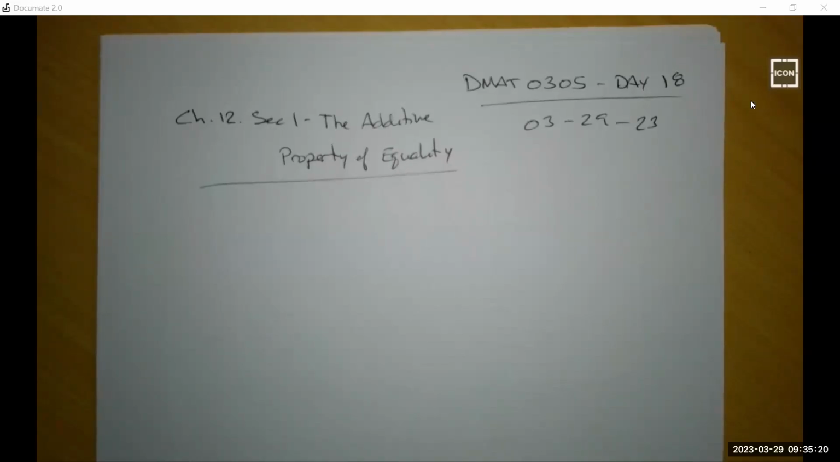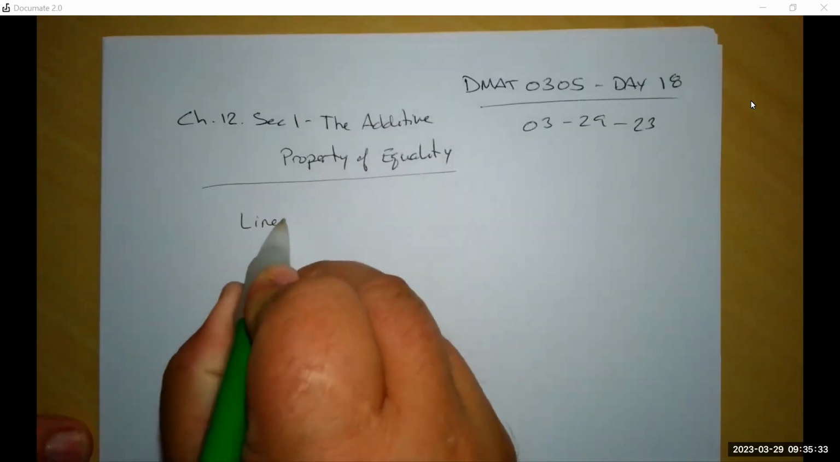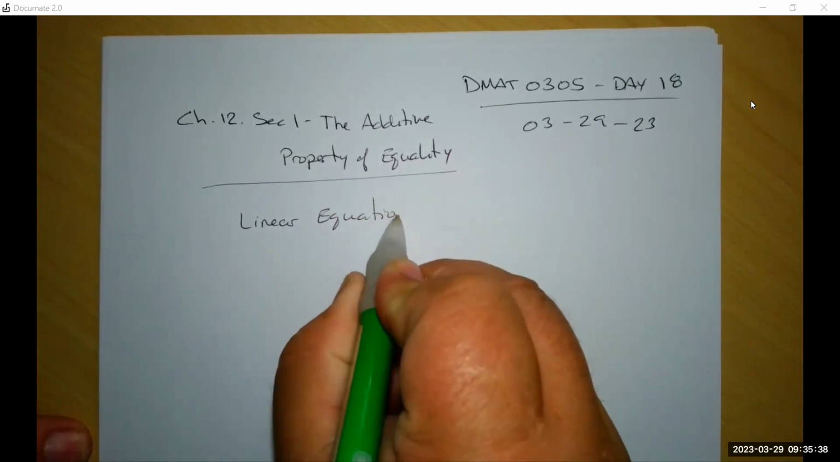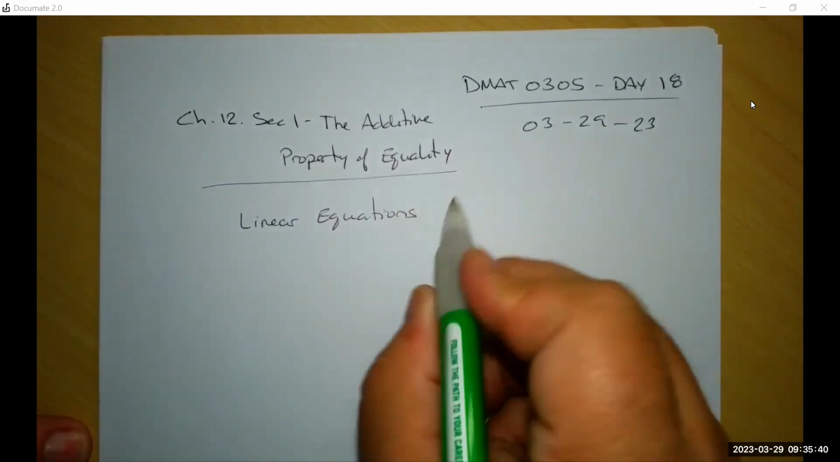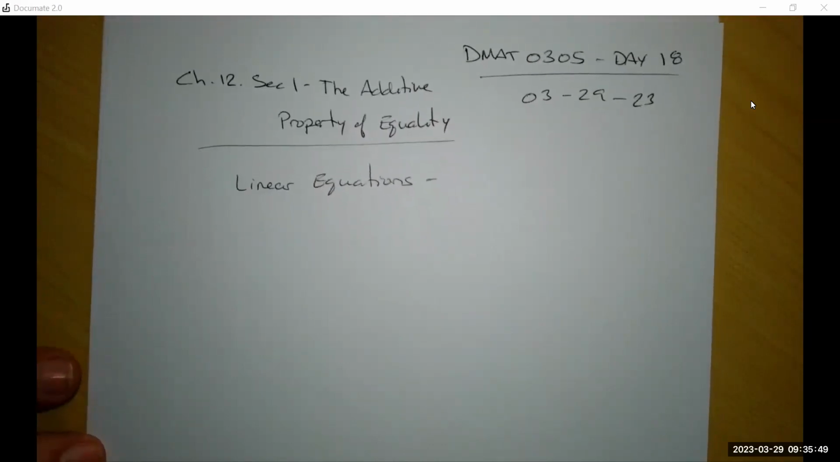We're starting chapter 12 now, which means we're done with the preliminary stuff that chapter 11 covered. Now we're going to start solving for what are called linear equations. What do you think linear equations are? If you had to define the word linear equation, what would that mean?